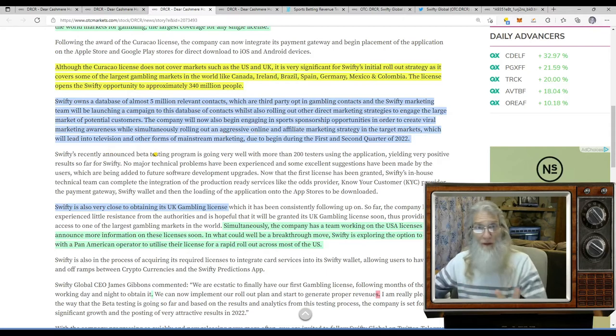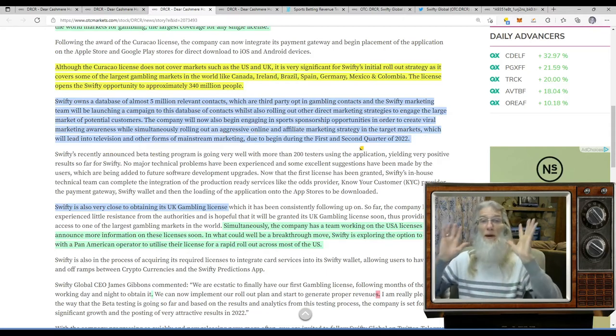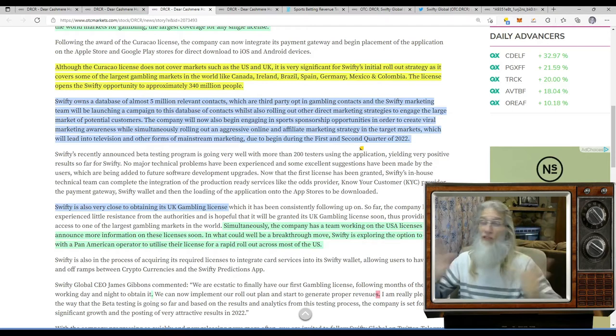They're doing all of this right now. The first and second quarter of 2022, they are going to be advertising themselves in every sort of way that you can imagine. So don't be surprised to see them everywhere.